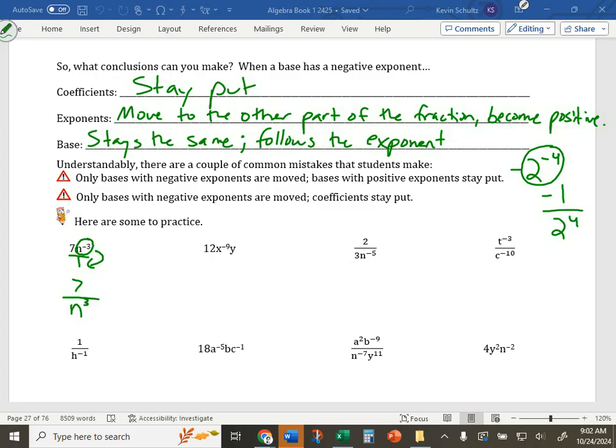12x to the -9th y, what is being moved? What is not happy? Just the x to the -9th. The 12 is a coefficient. Why isn't the y moved? What's the exponent on the y? None, it's 1. It's a positive 1. Okay? It's not written, but it's a positive 1. If an exponent's positive, it's happy where it's at. So the 12 stays put in the numerator. The y stays put in the numerator. And the x to the now positive 9th is in the denominator. Okay? I get it.